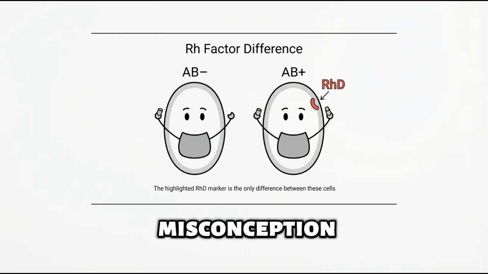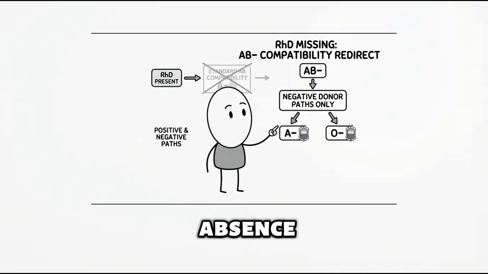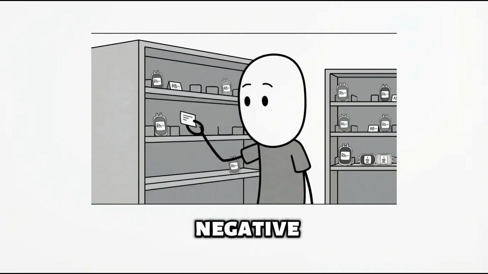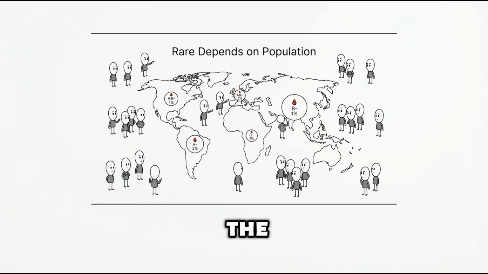A common misconception is that AB- is simply a rarer version of AB+. In reality, the absence of RHD significantly changes which red blood cells this person can receive. When supplies of Rh-negative blood are limited, finding the right units can be more difficult, especially for patients who need multiple transfusions. However, the meaning of rare depends on population and region.